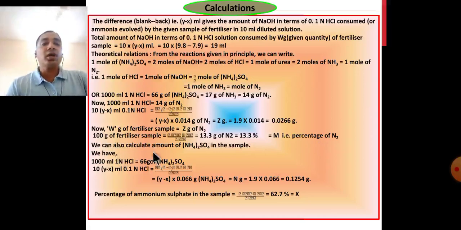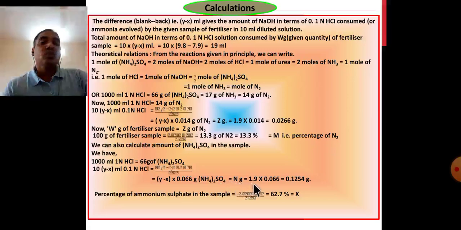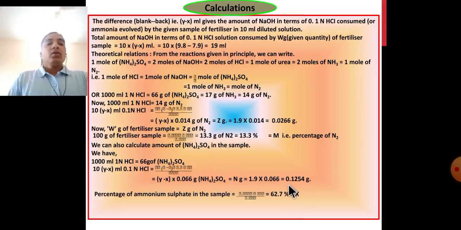We can also calculate the amount of ammonium sulfate in the sample. We have 1000 ml of 1 normal HCl is equal to 66 gram of ammonium sulfate, that is 10 into (Y minus X) ml of 0.1 normal HCl is equal to (Y minus X) into 0.066 gram of ammonium sulfate is equal to N, which is 1.9 into 0.066, equal to 0.1254 gram of ammonium sulfate.